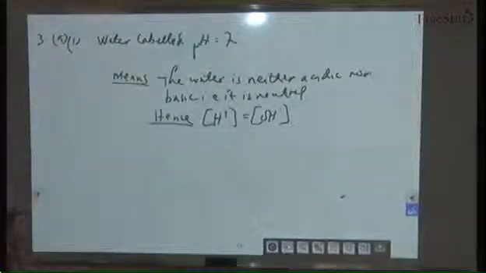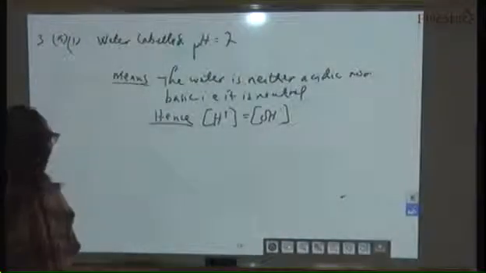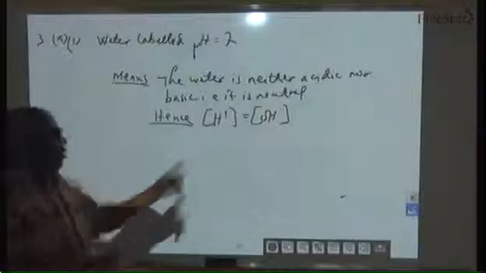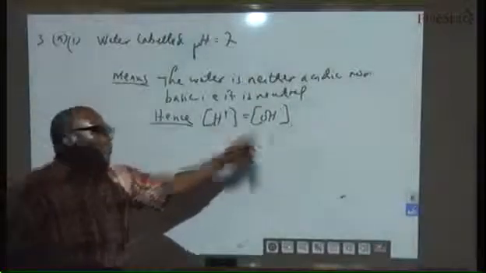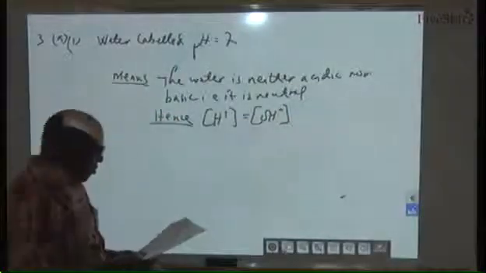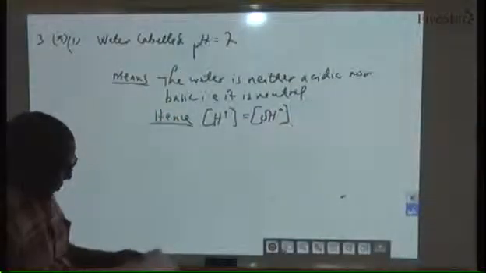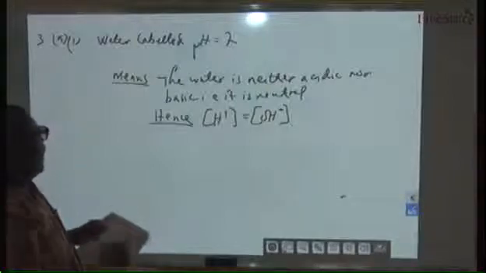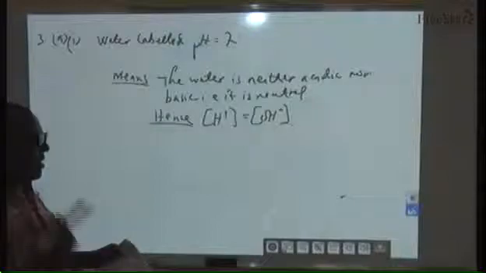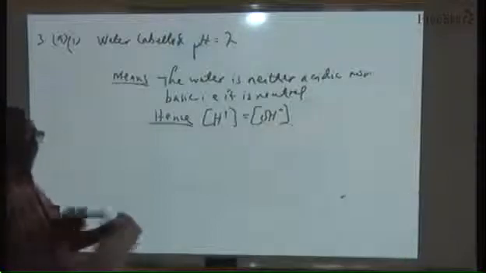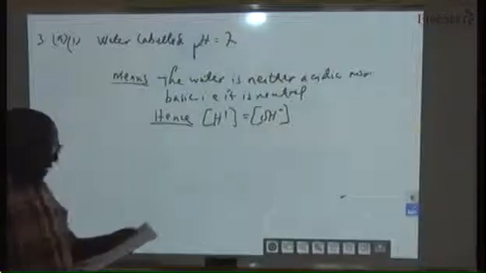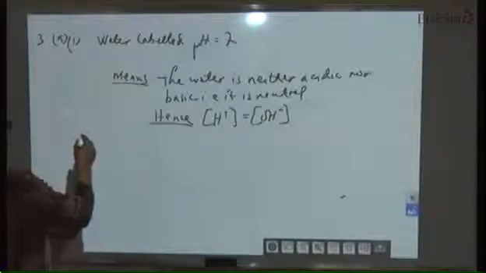Chemically it means the water is neutral, which means that the concentration of hydrogen ions and that of hydroxide ions are equal. That's what it means when we say the pH is 7. It is neutral, which means neither acidic nor basic. And chemically it means that the concentration of hydrogen ions is equal to that of the hydroxide ions.